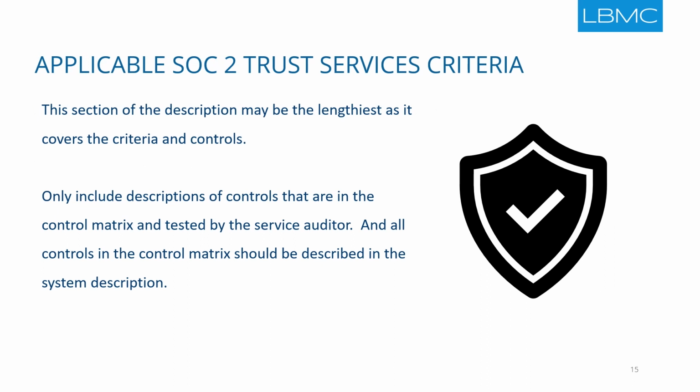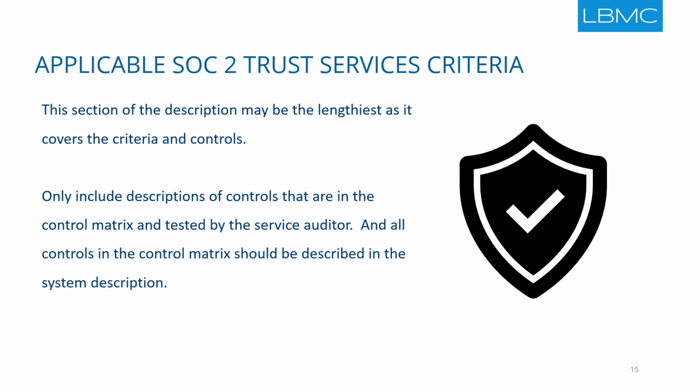The applicable SOC 2 Trust Services criteria may be the lengthiest section of the system description since it covers the criteria and the controls. This should not be just a listing of the controls, but a narrative that includes the controls. For example, if the report includes confidentiality, then information about common criteria controls as well as confidentiality controls would be included in this section.